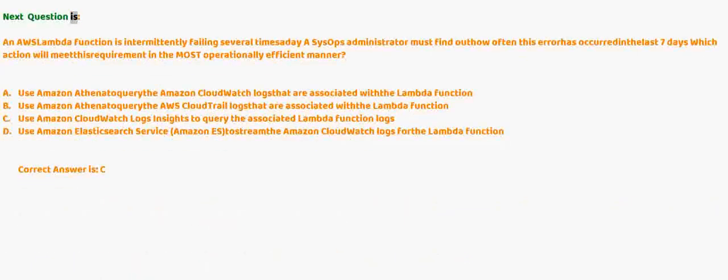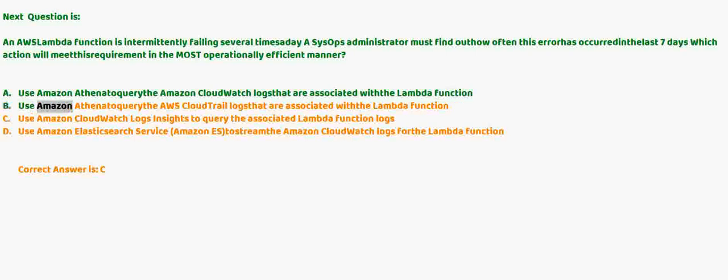Next question is: an AWS Lambda function is intermittently failing several times. A SysOps administrator must find out how often this error has occurred in the last 7 days. Which action will meet this requirement in the most operationally efficient manner? A. Use Amazon Athena with Amazon CloudWatch logs that are associated with the Lambda function.